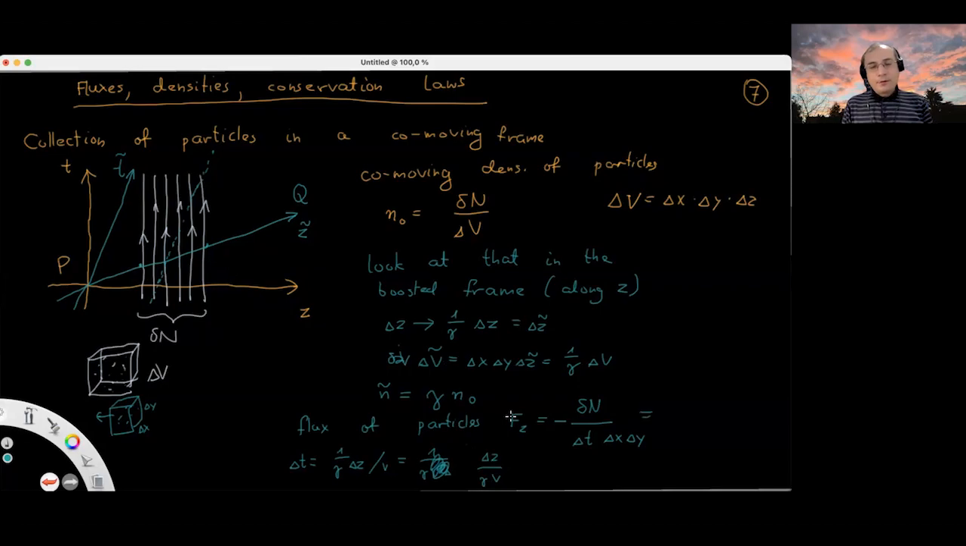So the component of the flux of the particles, note that they are not moving in the x and y directions, so there is no flux in these directions. So the components of the flux, this is basically delta n. Now I'm plugging in this formula here. This is delta x, delta y, delta z. And here you got gamma v.